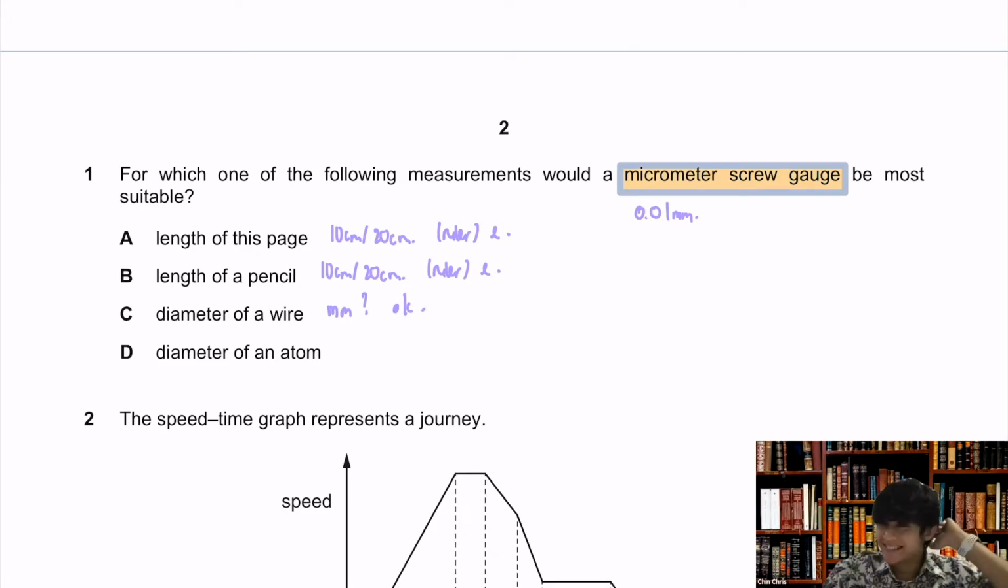Diameter of an atom: an atom is so small, you can't even see it with your naked eye. You need to put it under an electron microscope. So it's way too small. So my answer is C.